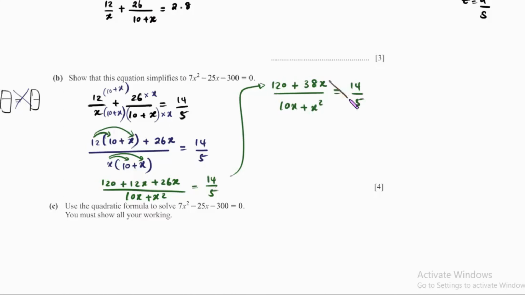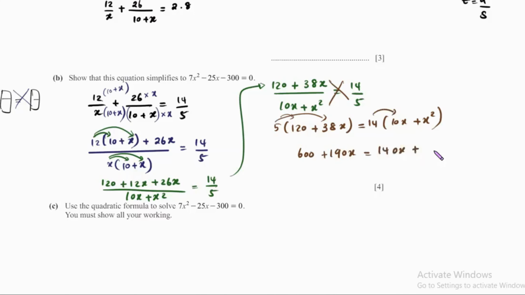Now I'm going to cross multiply. When I cross multiply, I get 5 times (120 plus 38x) is equal to 14 times (10x plus x squared). I'm going to expand this now. So 5 times 120, I'm going to check what that is. That is going to be equal to 600. 5 times 38 is equal to 190x. And then I have 14 times 10x, that's going to be 140x. And then I have 14x squared.